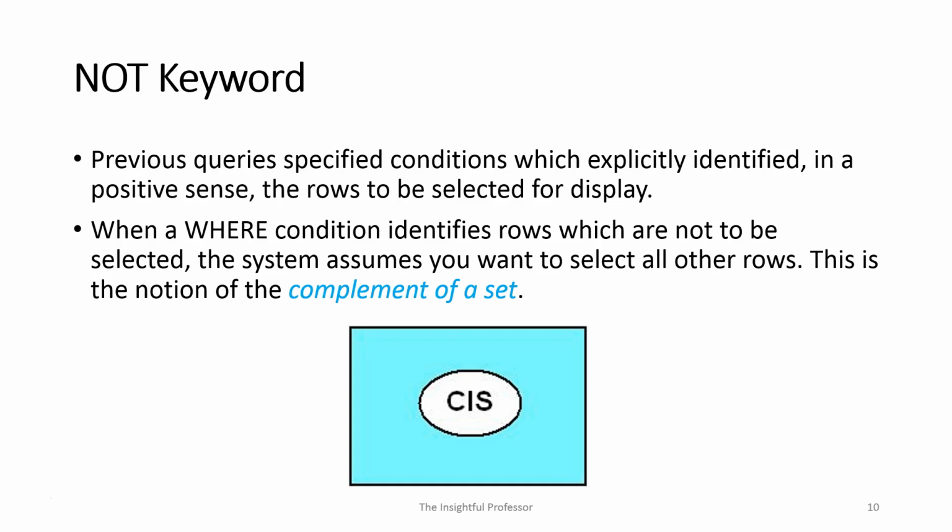Well, this effectively is a concept of what we call the complement of a set. So CIS is a subset of all of the courses. If we say, well, let's ignore those, what's left over? That is, what is the complement? Then what we get is all of the rows where the value equal to CIS is not true. This is where the not keyword comes into play.